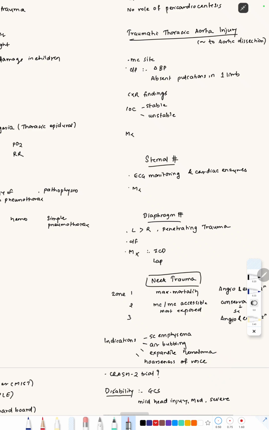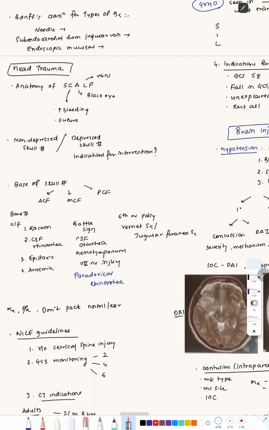So this is all about thoracic trauma. Then starting off with head trauma, the anatomy of the scalp region. The mnemonic is SCALP itself. S stands for skin, then C stands for connective tissue. Connective tissue here is arranged in such a way that it consists of fibrous septa, because of which the vessels cannot constrict, and if there is bleeding, it keeps on bleeding. So for that you have to apply pressure over the scalp region, or suturing is needed.